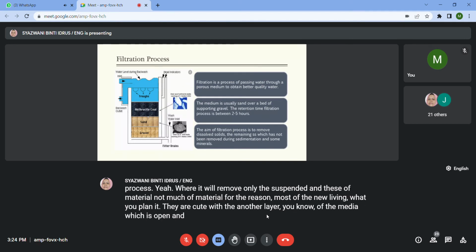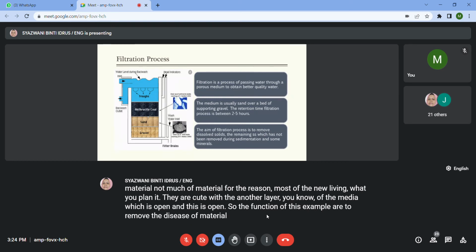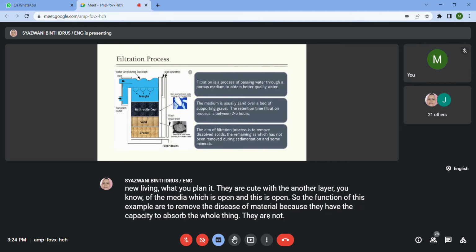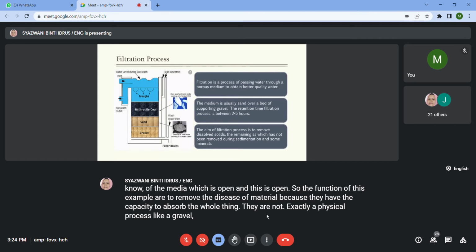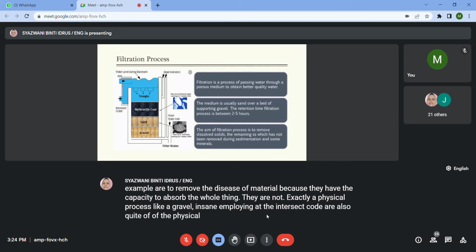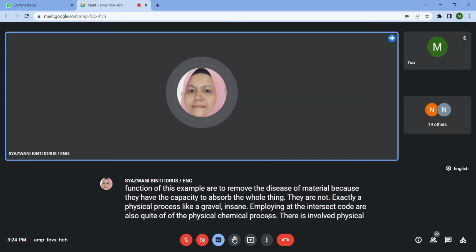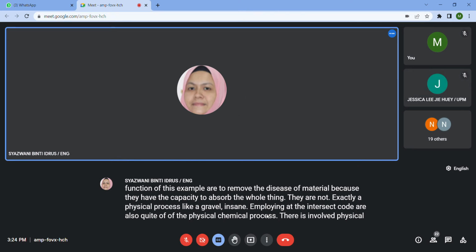Yeah, this is adsorbent. The function of this adsorbent is to remove the dissolved material, because it has the capacity to absorb the pollutant. It is not exactly a physical process like gravel and sand. Employing the anthracite coal is also part of the physico-chemical process, involving physical as well as chemical processes.